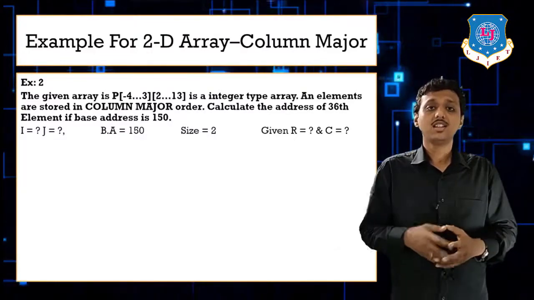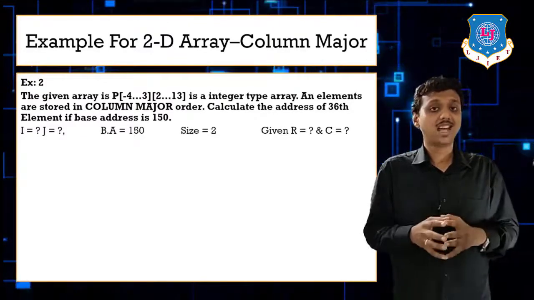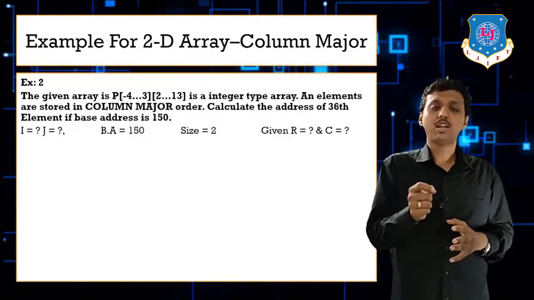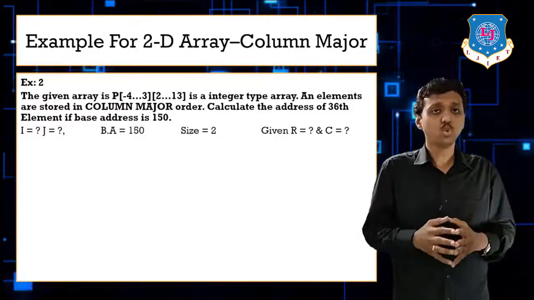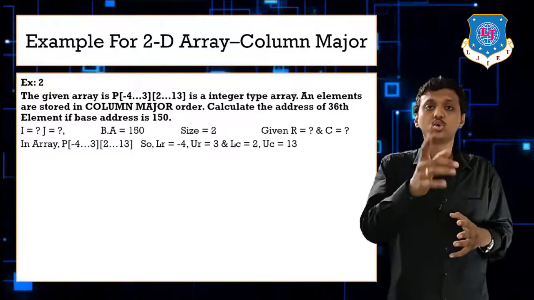Fine, then B, that means base address, is equal to 150. Size, that means it is an integer type array, so obviously size becomes 2. Then given R and C. Students, do you have R and C right now? No, you need to calculate them.